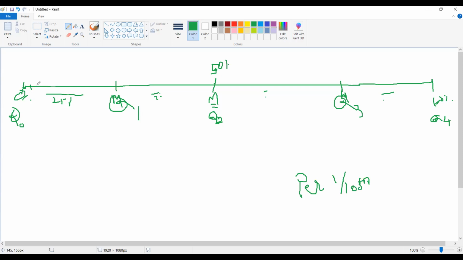So 0%, 1%, 2%, 3%. This is 25%, or 25 percentile. 25 percentile is the same as the first quartile. 50 percentile is the same as the median or second quartile. 75% is the same as the third quartile. 100% is the same as the fourth quartile. 100% means maximum. So if you say that you got 100 percentile, that means you are the topper of your batch.